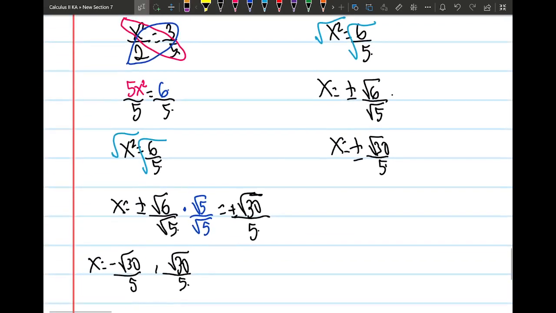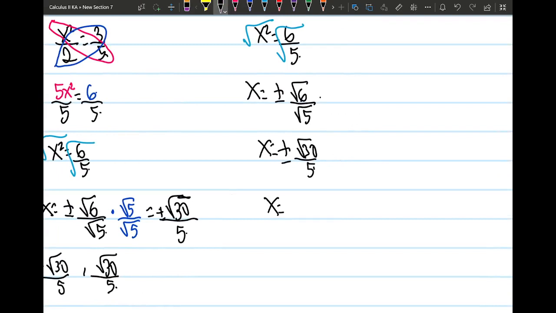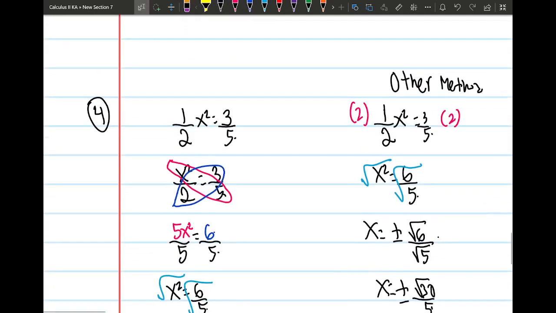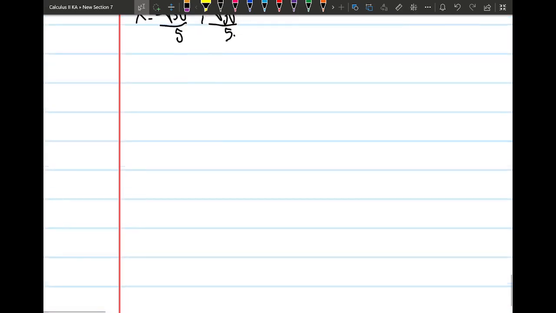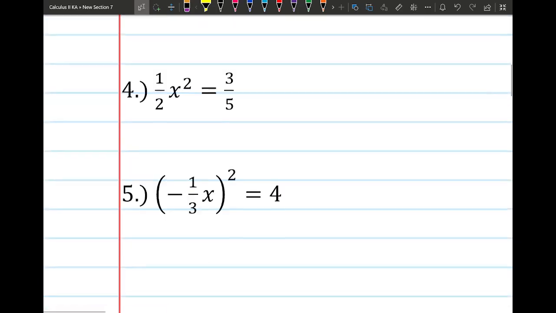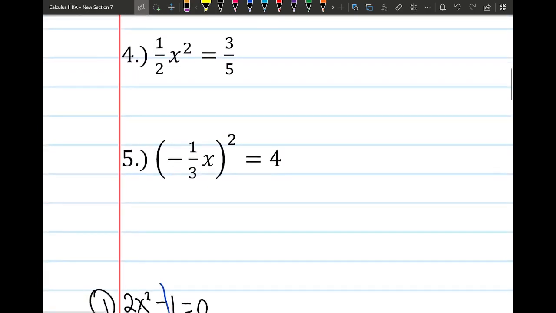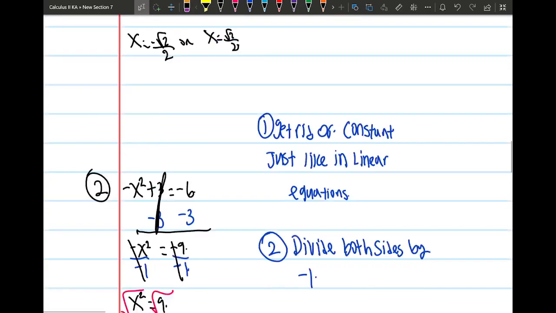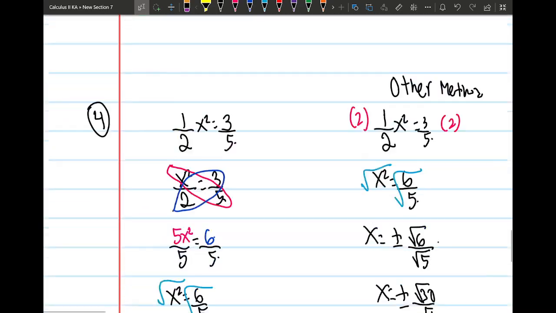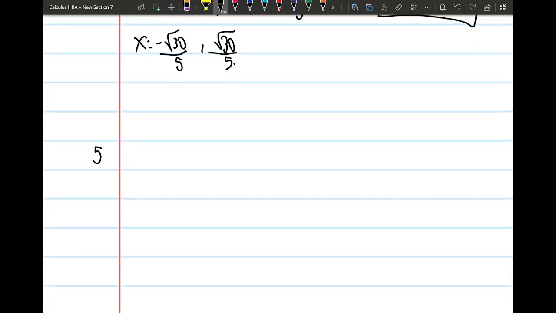Since we already did it, I don't want to do it again, and you would just say x equals negative square root of 30 over 5, comma, square root of 30 over 5. It's whatever works best. Those are the 2 ways in which we can do it. So then I think the last example that we're doing, this one is a challenge one. So negative 1/3 x quantity squared is equal to 4. So number 5, this is the last example, and this is a challenge.